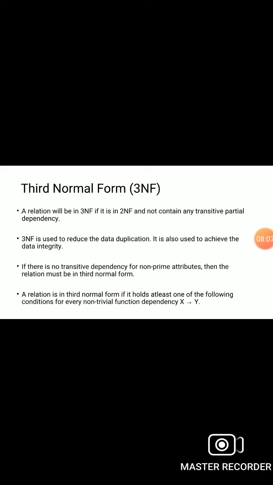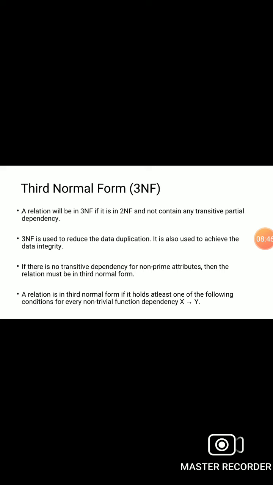Third normal form: a relation will be in third normal form if it is in second normal form and does not contain any transitive partial dependency. There is no transitive dependency. The third normal form makes it easy to reduce data duplication. These are the first normal form, the second normal form, and the third normal form. We identify repeated records to reduce redundancy, and we identify the single record as per the customer satisfaction and the user requirement. It is also easy to achieve data integrity.